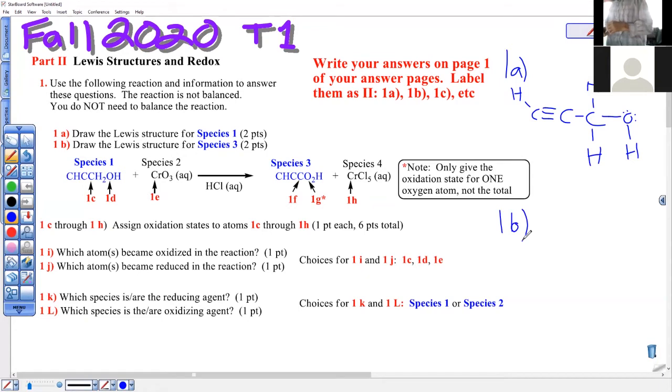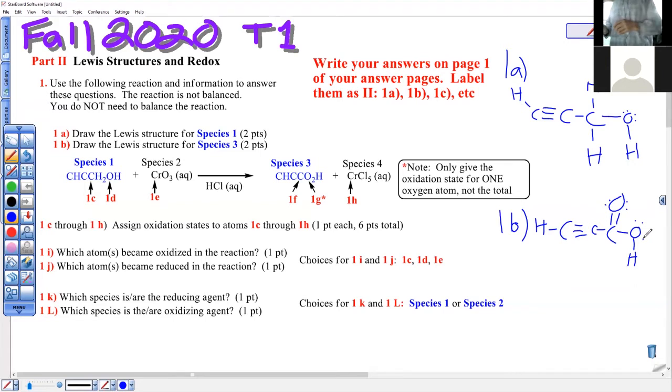Species 3 for 1B, it's in blue. HC, triple C, C, no H's. Don't forget your lone pairs.